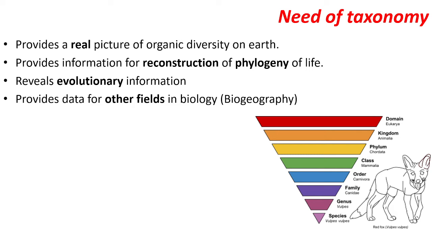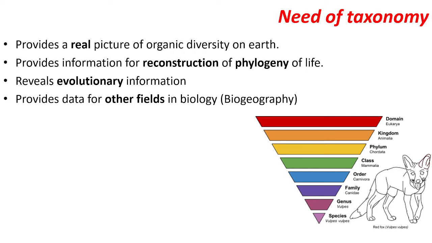What is the need of taxonomy? It provides the actual, real picture of organic diversity on Earth. It provides information for reconstruction of the phylogeny of life. It reveals evolutionary information, like what the ancient creatures were, what their significance is, what different proteins, fats, and kinds of genetic information or genes are expressed during the course of evolution and how they changed through time. It also provides data for other fields in biology like biogeography, the territory or area, like oceanic areas or wetlands, even dry areas like desert zones. Over there different types of species grow and nurture.